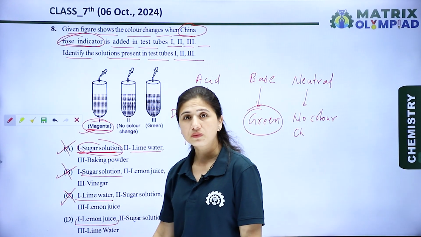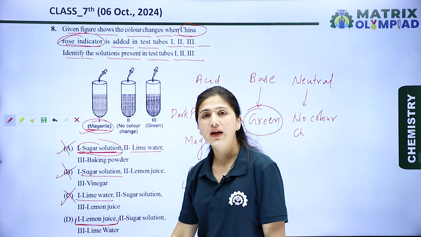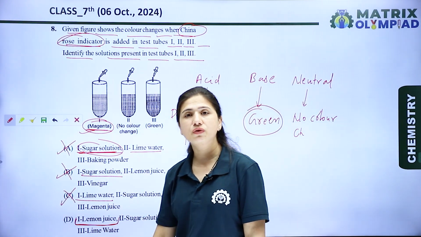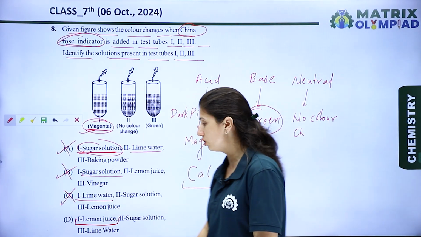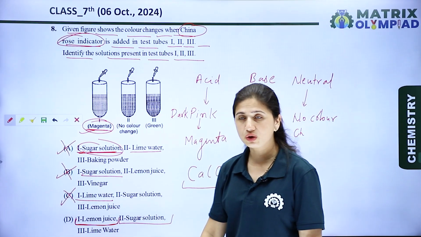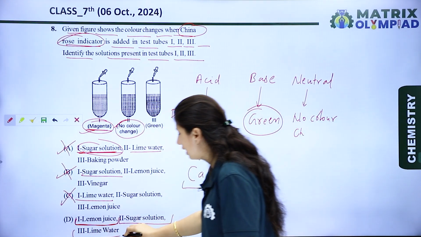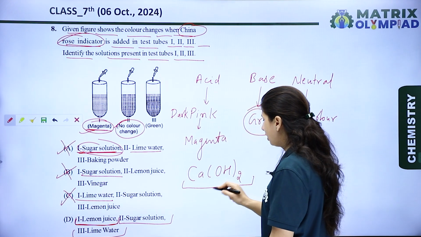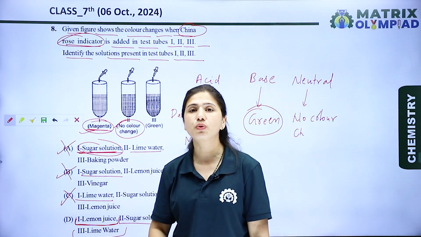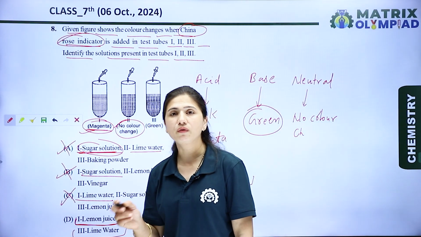First is lemon juice. We know that lemon juice is extracted from lemon, and in lemon citric acid is present, which is acidic in nature. The pH of citric acid is around 2 to 3. The next is sugar solution. Sugar solution is a neutral solution, so there is no change in color. The last one is lime water, which is basic in nature, and the pH of this lime water is around 12 to 13, or we can say around 12.5.